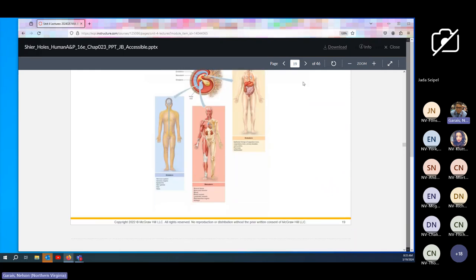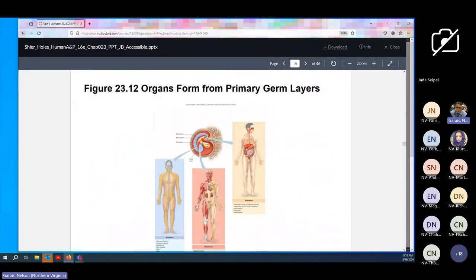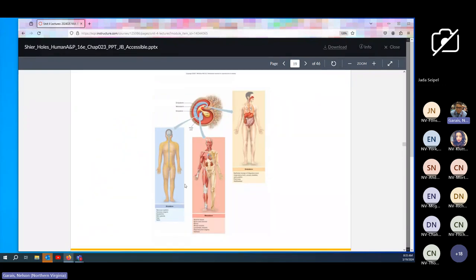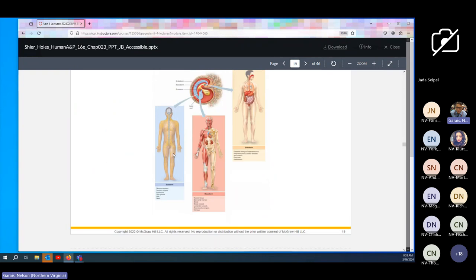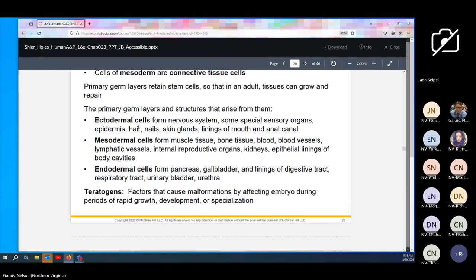Now, what are these germ cell layers? Let's see. Here's a picture of it. The germ cell layers turn into things. So what does the ectoderm or the outer cell do? If you look here, slide 20, ectoderm, think nervous system, integumentary system. So nervous system, integumentary system.